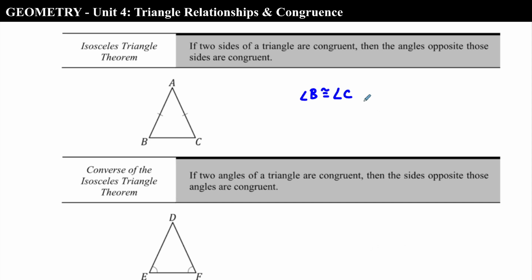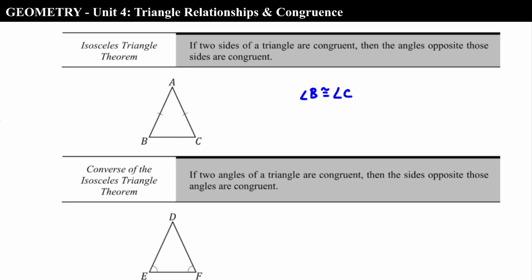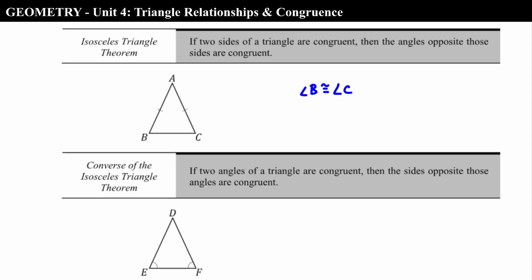The converse of the isosceles triangle theorem states that if two angles of a triangle are congruent, then the sides opposite those angles are congruent. So here we're going the other way. Opposite of angle E, we have DF, and DF is going to be congruent to the side opposite the other congruent angle, which is F. We have DE.